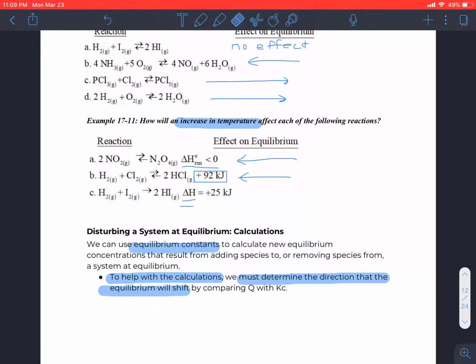Okay, so this is the next video, and you can see that I've already highlighted some things that you'll want. We're just going to read through it. We can use equilibrium constants, so Kc, to calculate new equilibrium concentrations that result from adding species to or removing species from a system at equilibrium. To help with the calculations, we must determine the direction that the equilibrium will shift by comparing Q with Kc. So we're going to go back to that reaction quotient and calculate some things.